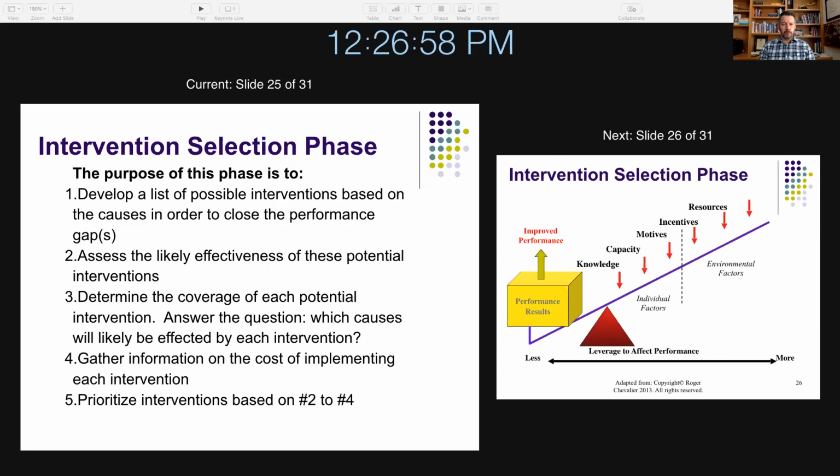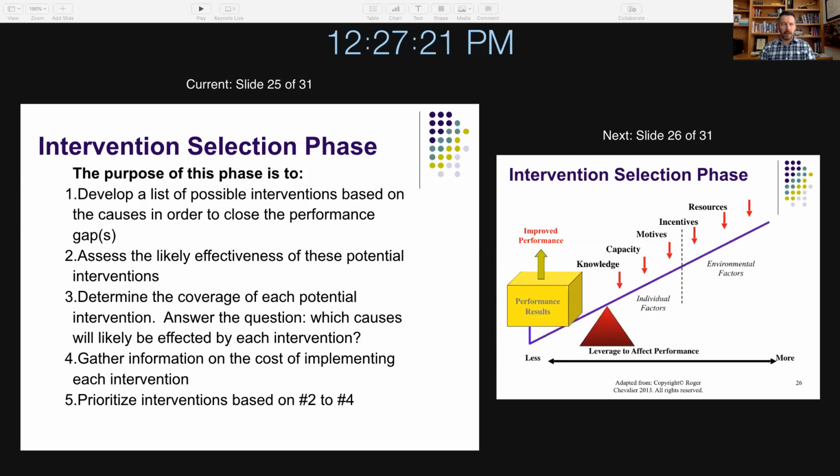Once you get to the intervention selection phase, you want to develop, brainstorm, if you will, a list of interventions that address the causes that you uncovered. Once you have that list, then you can analyze that list and find out if there is any overlap.